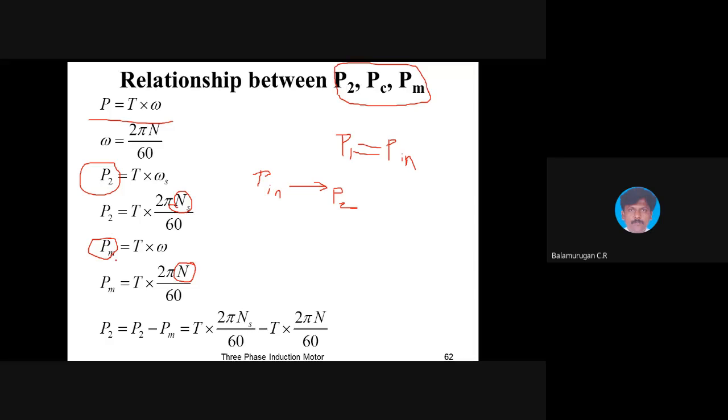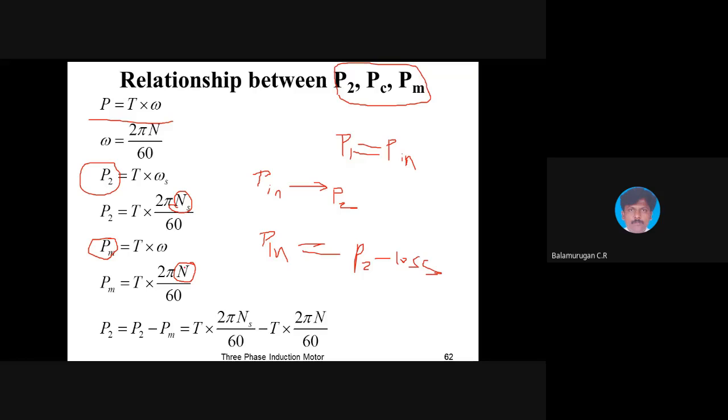So at the mechanical power side, that is at the rotor output, what is the PM? PM will be the mechanical power developed in the rotor. So what is the PM formula? PM will be equal to P2 minus losses. What are the losses available in the rotor? You can refer to the block diagram of the power stages, and you will have this formula.